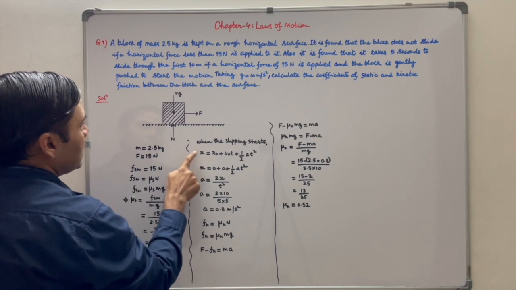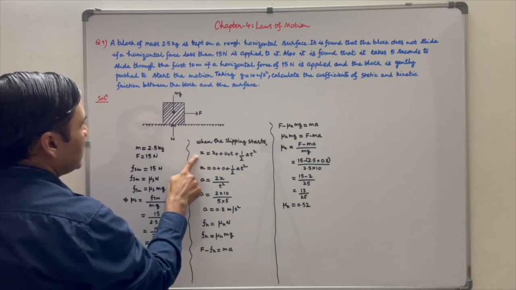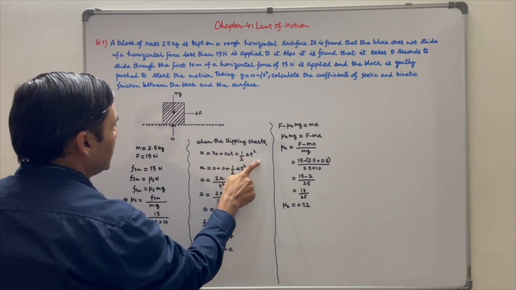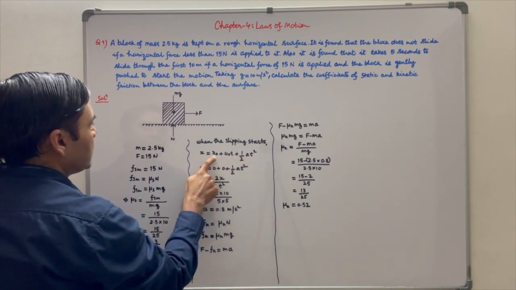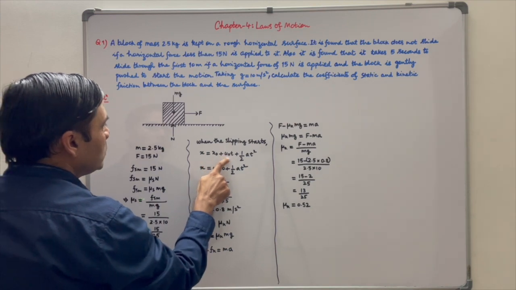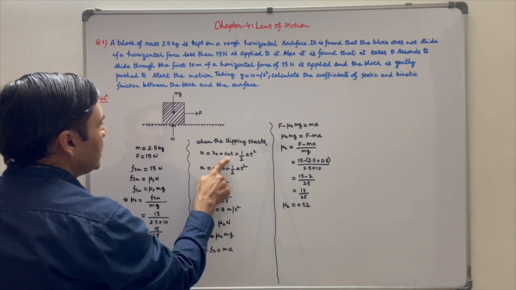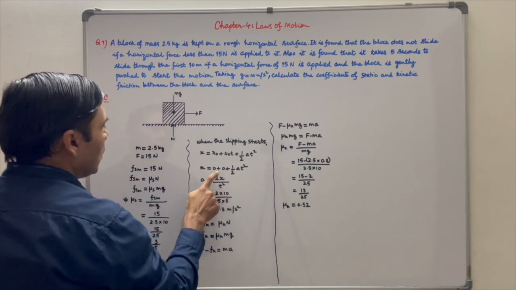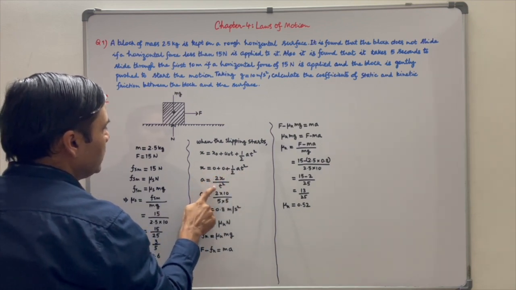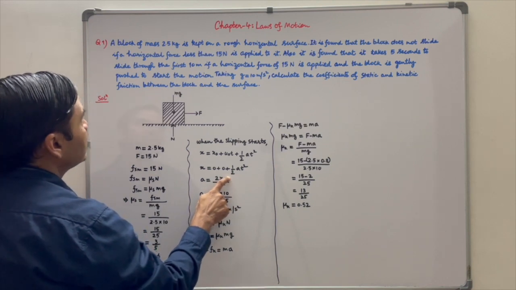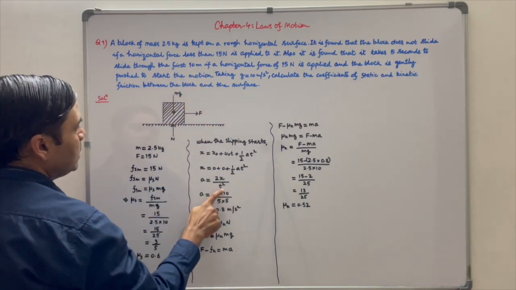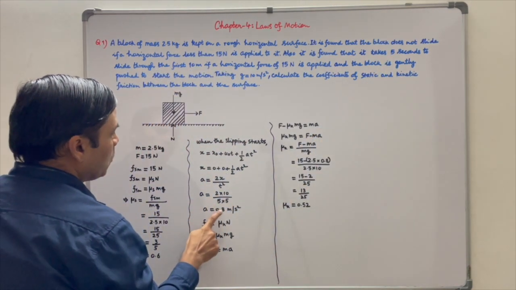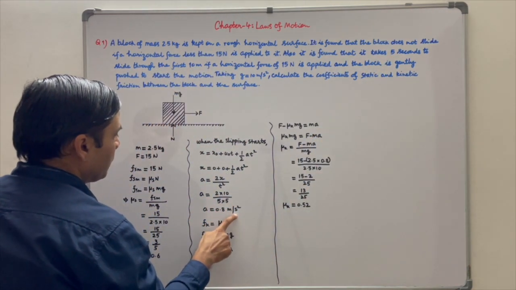Applying the second equation of motion in a straight line, x is equal to x0 plus u0 t plus half a t square. x0 is initial displacement, that is 0. u0 is 0 because the block was initially at rest. So x is equal to 1 by 2 a t square, or a is equal to 2x upon t square. x is given as 10 meter and t is given as 5 seconds. So a comes out to be equal to 0.8 meter per second square.